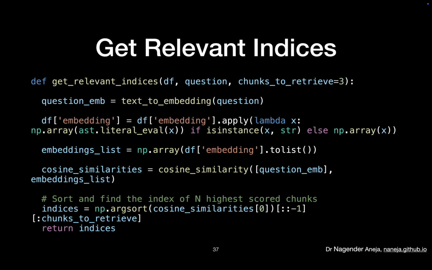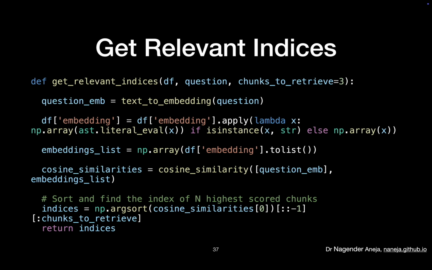Right, so question embedding. First we need to convert this question to an embedding, because we are doing similarity search, not keyword search. So this question will be converted to an embedding. Now we compute the cosine similarity on the question embedding and the complete embedding list. So we have the complete list, and then we have the question embedding. That will give us the cosine similarity with all the embeddings, right?